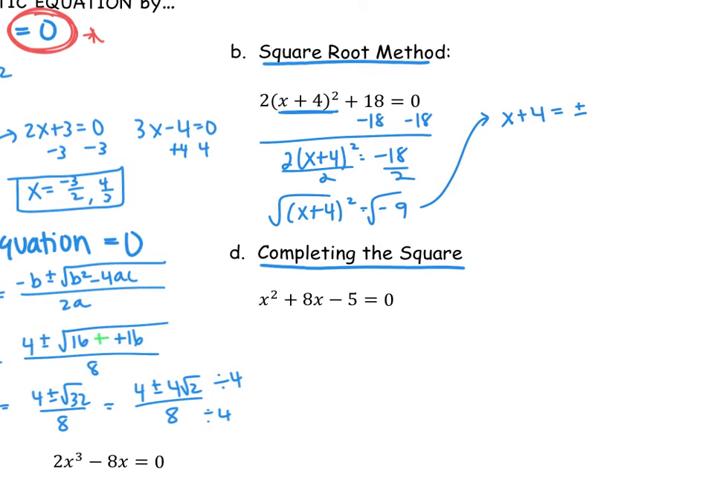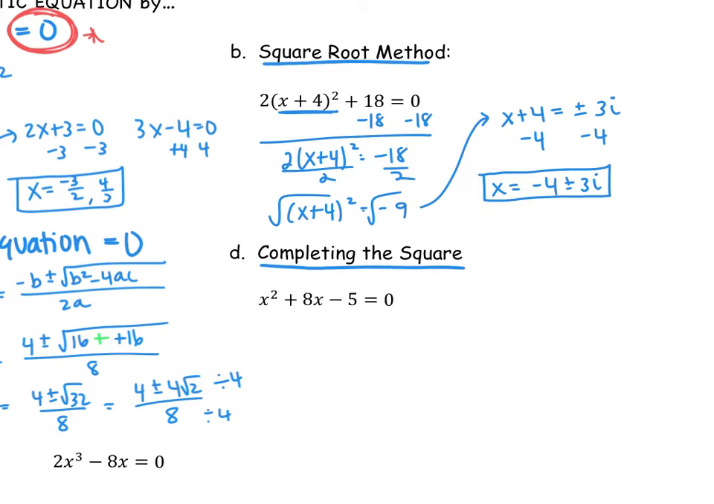The square root of 9 is 3, but because it's a negative 9, that gives us an i. And lastly, we move the 4 over. So we get negative 4 plus or minus 3i. Those cannot be combined. One has an i, one doesn't.